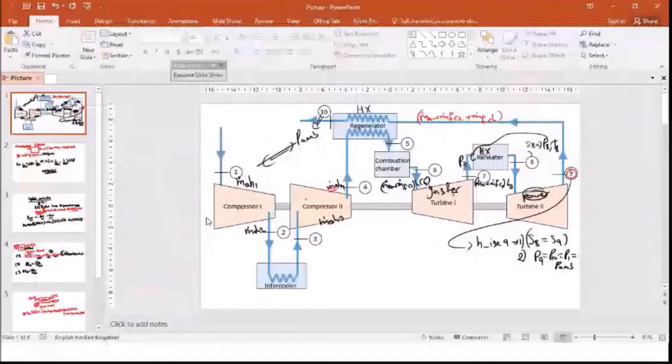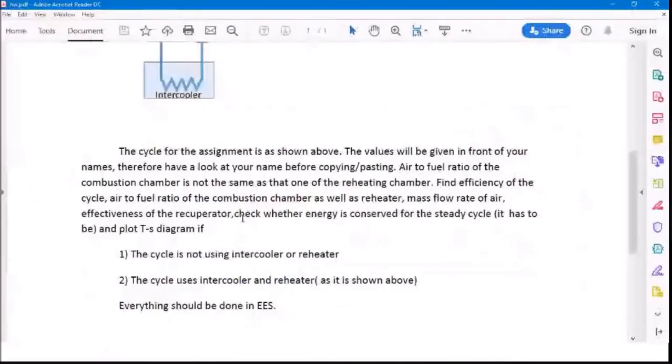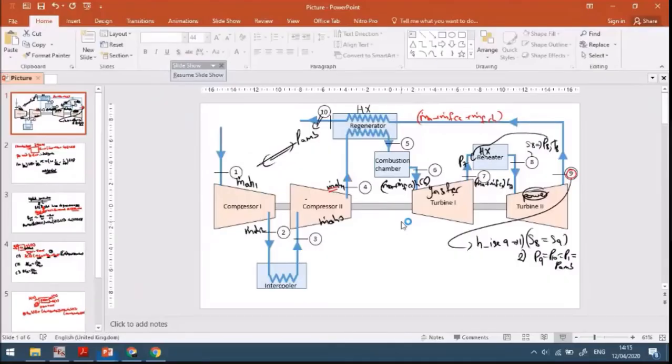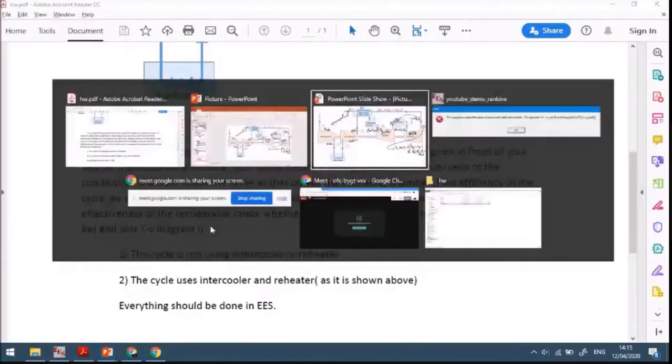So let's see what the question asks. Find efficiency of the cycle, we will find it. Air to fuel ratio of the combustion chamber, we have found it. Reheater, we have found it. Mass flow rate of air, it is okay, we have found it. Effectiveness of the recuperator, now we will find it. And check whether energy is conserved or not, we will check it. And then efficiency of the cycle. Yeah, so first let's find the effectiveness of the recuperator.